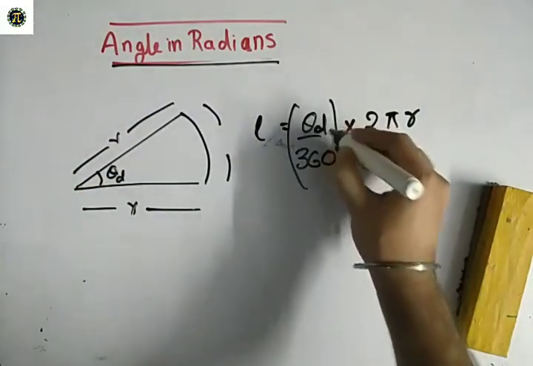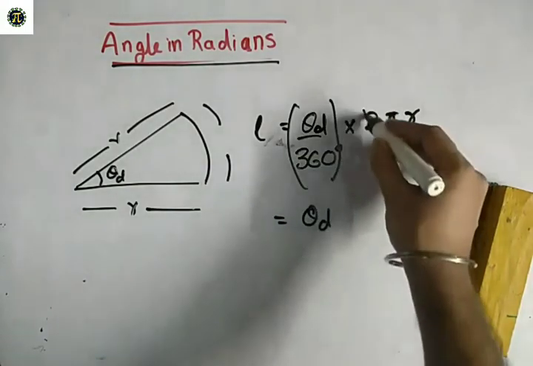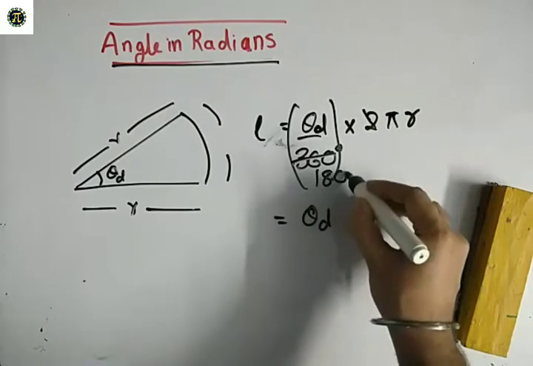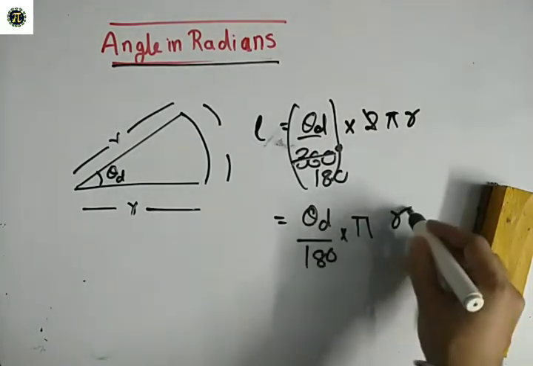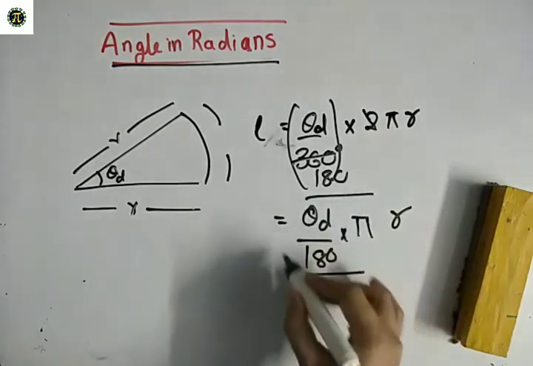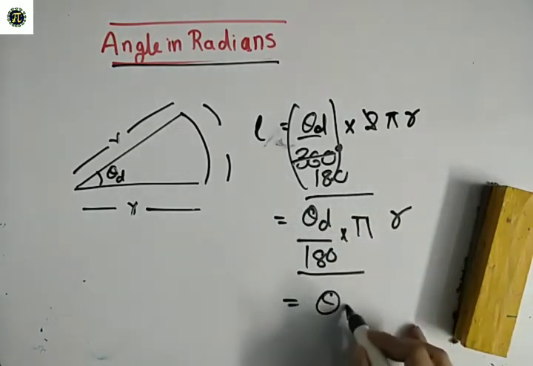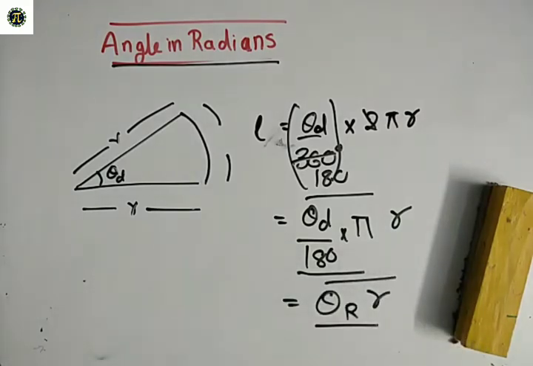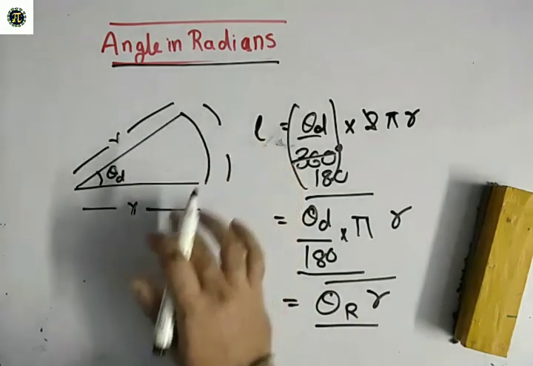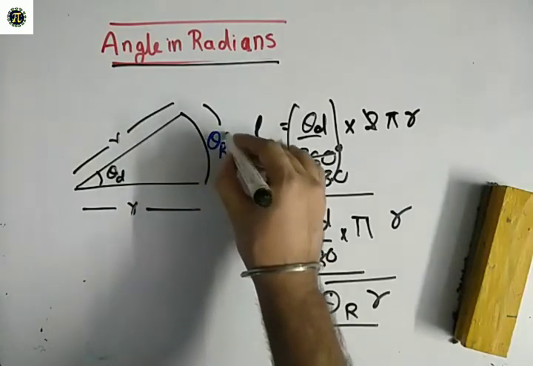This is in degrees. So let's look at it more carefully. Theta in degrees, I cancel this 2 divided by 180 into pi into r. Let's look into these numbers. So pi by 180 into theta in degrees is theta in radians, into r. So the length of this sector now has a very easy formula. Now we can say it is equal to theta, which is in radians, into r.